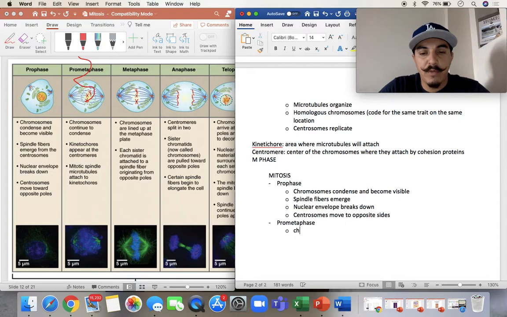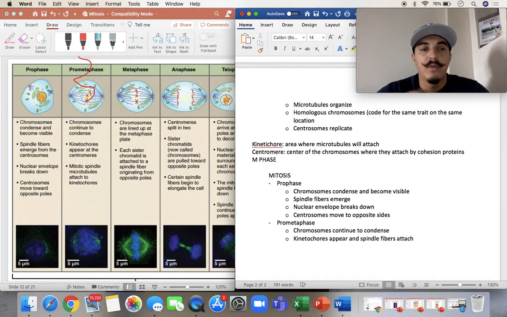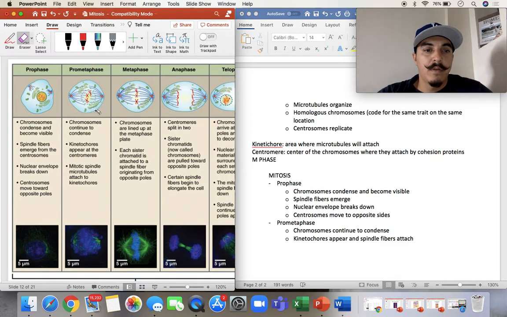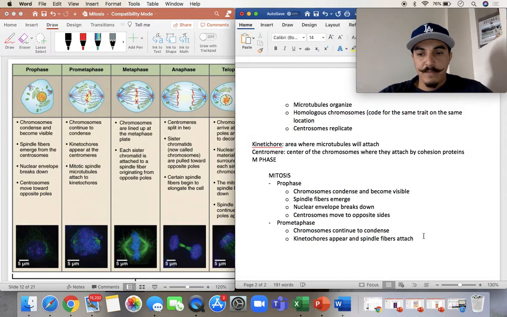Okay, so chromosomes condense, or continue to condense. Kinetic cores appear. And spindle fibers attach. Cool. So what's that image there? I should probably erase that. My super cool DNA. There it is. Awesome. Now, let's go to metaphase.